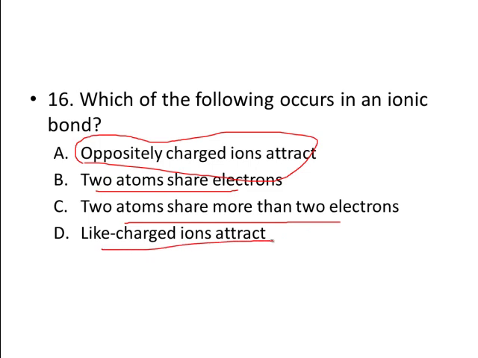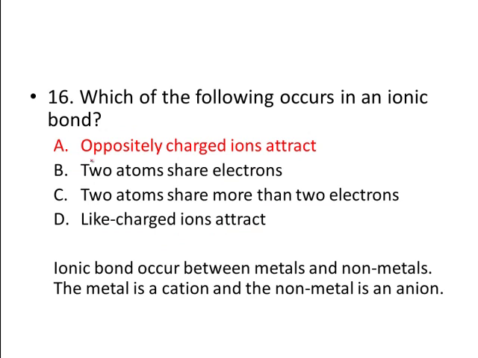Like charged ions attract. Ionic bonds are always formed between a cation and anion, which are opposites. One's positive and one's negative, so that would not be the right answer. So the right answer is oppositely charged ions. Ionic bond, here's just the definition, is between a metal and non-metal. The other way to look at it is between a cation and an anion. So students need to be able to go back and forth through the different definitions and terms and know that we're talking still about an ionic compound or ionic element.